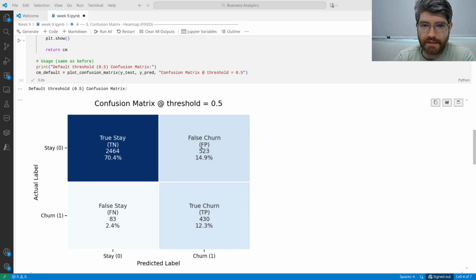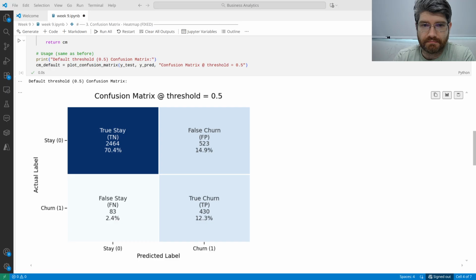False positive, FP, wrongly predicted churn. You waste resources on a loyal customer. So 523 customers, 15% of the data set. And false negative, it's a missed churn. They leave, 83 people leave, and you lose revenue. In terms of the business angle, false positives cost you marketing dollars. False negatives cost you customers, and we want to balance them based on what's more expensive for the business.